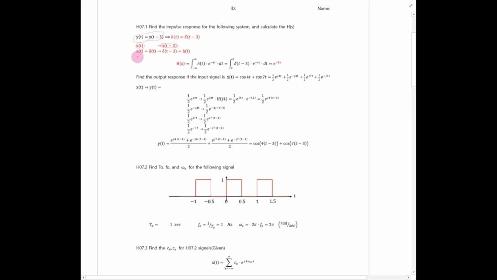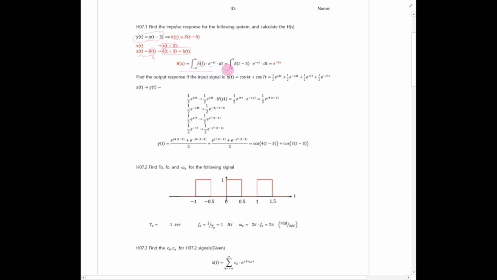Then if we try delta as an input, the output should be delta(t minus 3). We know that if the input is an impulse, then the output is the impulse response. That's why they are given like that. If we have the impulse response, then we can take a transform in this form. I already talked about where it comes from.